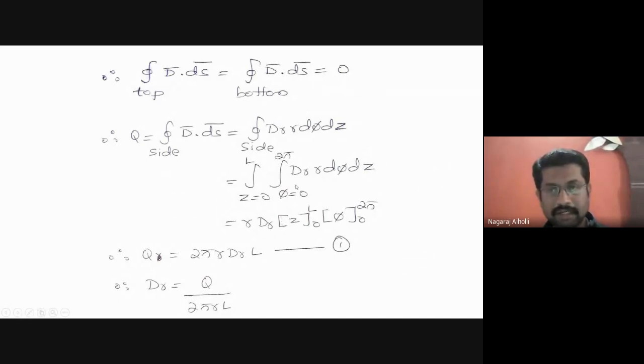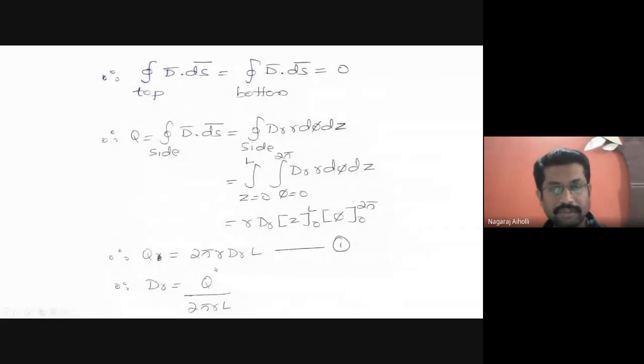The integration of dz with respect to z is z over the limits 0 to L. The integration of d phi with respect to phi is phi over the limits 0 to 2 pi. Substituting these limits, we get z as L minus 0, that is L, and phi as 2 pi minus 0, that is 2 pi. Hence the answer is Q equals r Dr L 2 pi. That is our answer for Q.